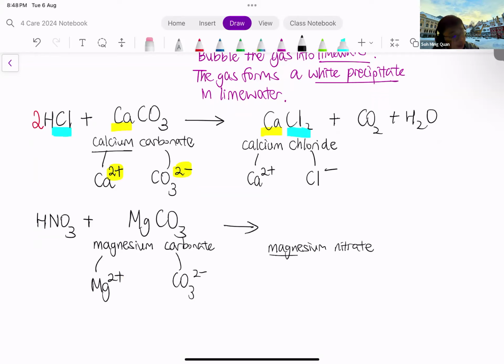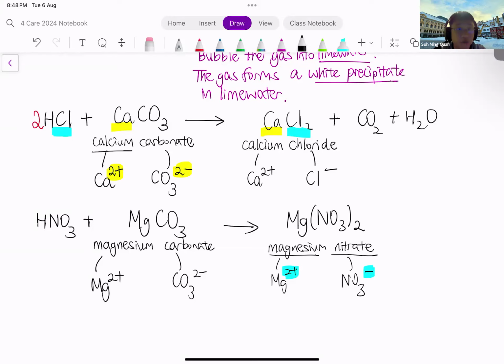Why is it magnesium nitrate? Because you had used magnesium carbonate, so the metal is magnesium, and then nitrate because it's nitric acid. So this is Mg2+ and NO3-. This is where you need to be really careful. One is 2+, whereas the other one is only 1-. So this is a classic situation whereby you need to bracket up the nitrate because you have two nitrates. So magnesium nitrate is Mg(NO3)2. And then your other products are CO2 and H2O.